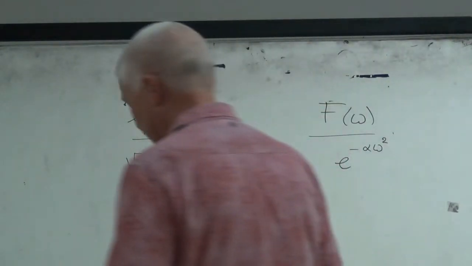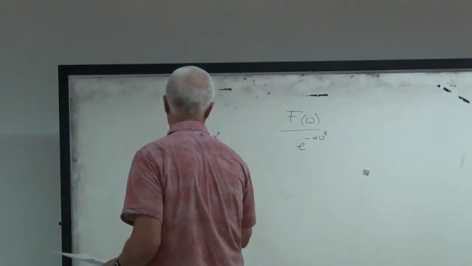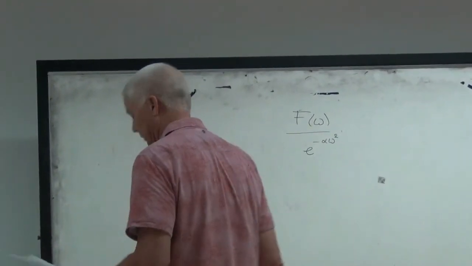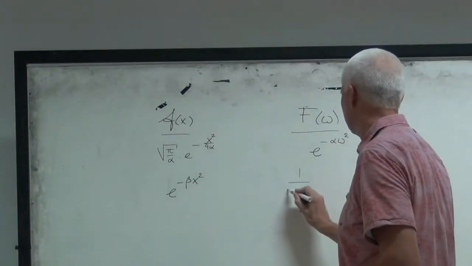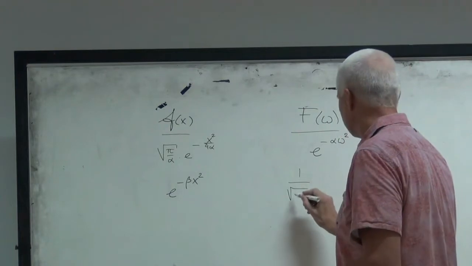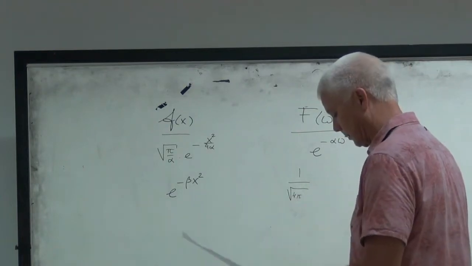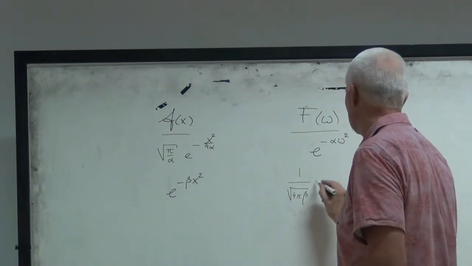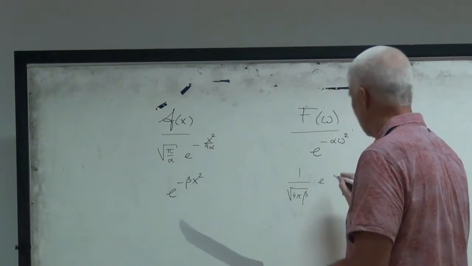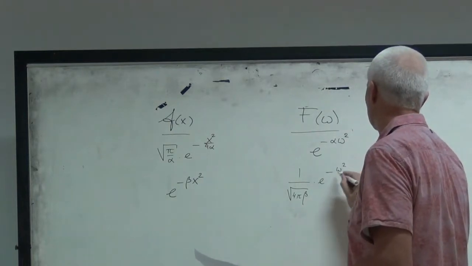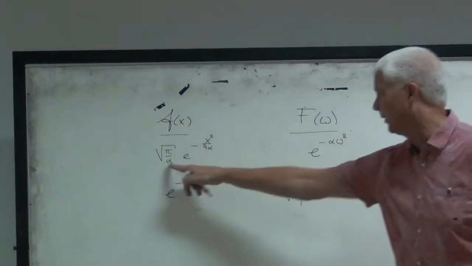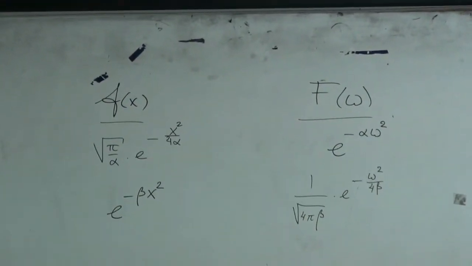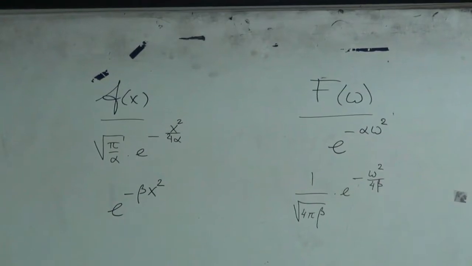Okay, then in the table you can also write down, of course, if you find e to the power minus beta x squared, and that's related to that, then it's obvious that you will find over here 1 over square root of 4 pi beta times e to the power minus omega squared over 4 beta. That's the same as taking a special value of alpha. Okay. So this is the first part of our table.